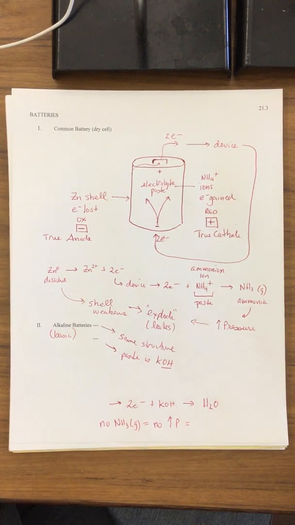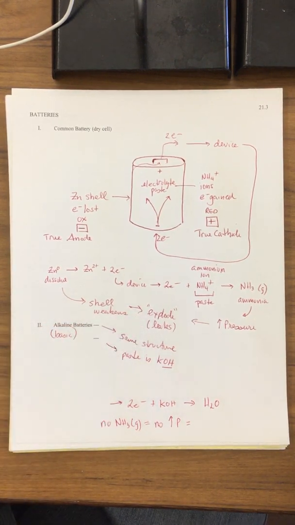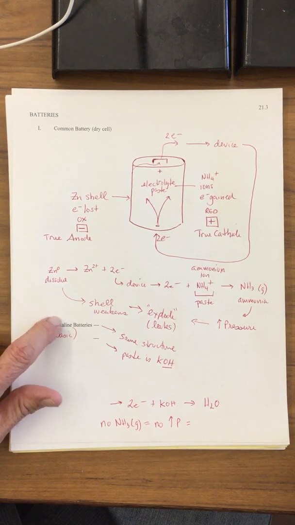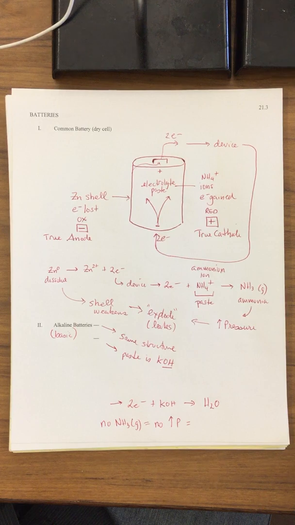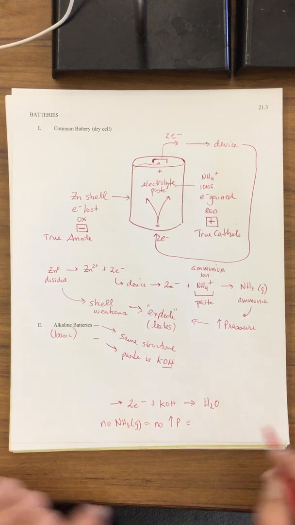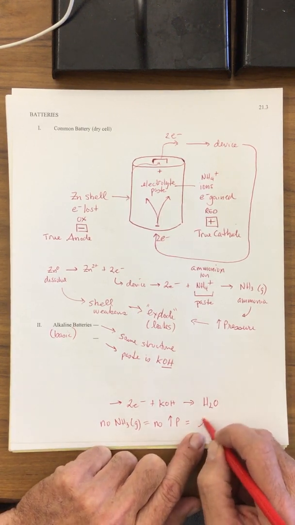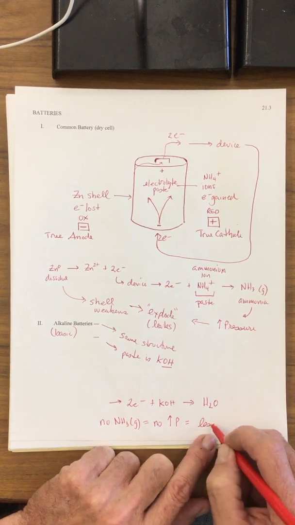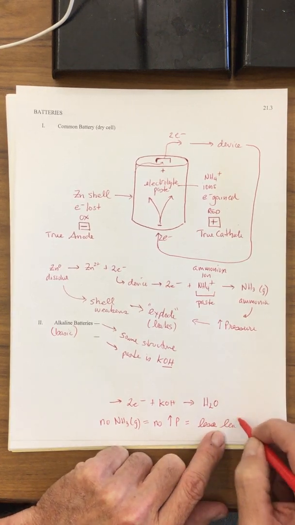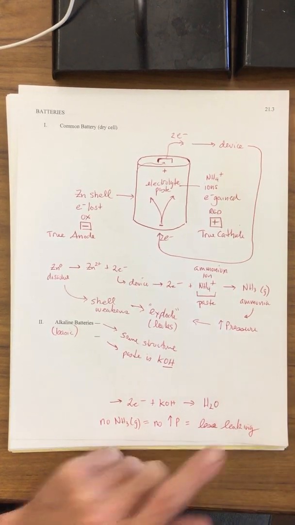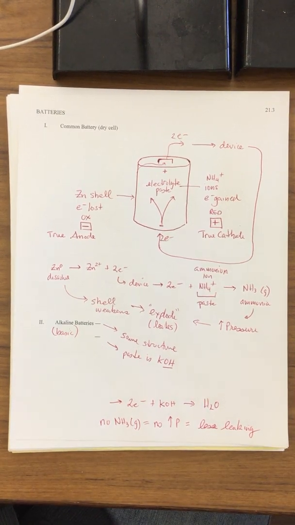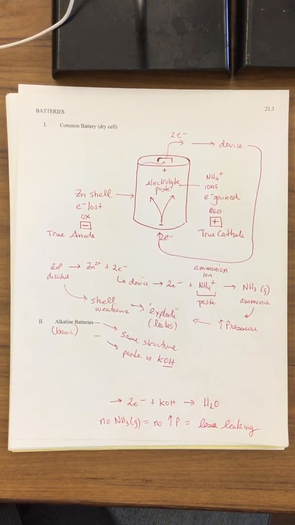So while alkaline batteries can explode, they explode less often than your common dry cells. Alkaline batteries tend to be a little bit more expensive as well. So these guys are going to have less leaking. Will they still leak? Yes, they can still explode like your common one, but it'll be less likely to do so.